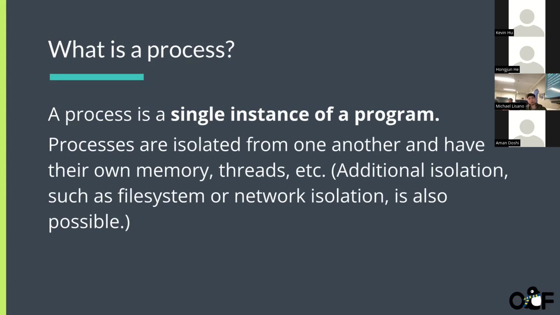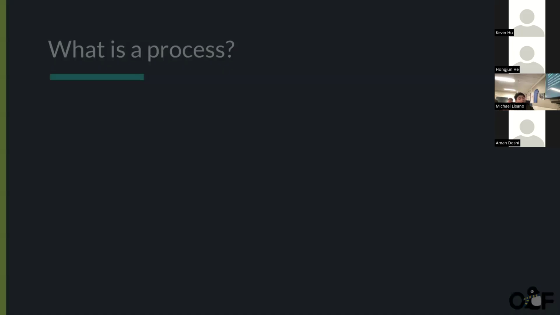Except for Chrome. I guess the main differentiating factor is that processes cannot see each other's memory, but threads can. I think you learned that in 61C. It's also a popular interview question if you do embedded or anything, so keep that one in your head. You can also ask for additional isolation, like file system or network isolation. Yeah, you can do that.